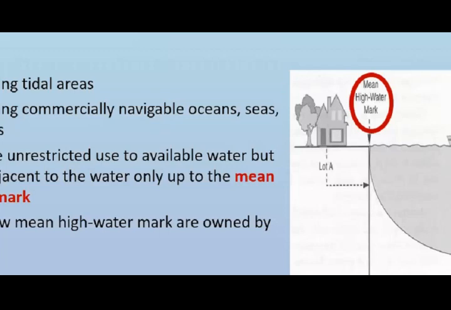In some states, riparian and littoral rights are appurtenant, attached to the land, and cannot be retained when the property is sold. The right to use the water belongs to whoever owns the bordering land, and the former owner cannot retain the right after the land is sold.